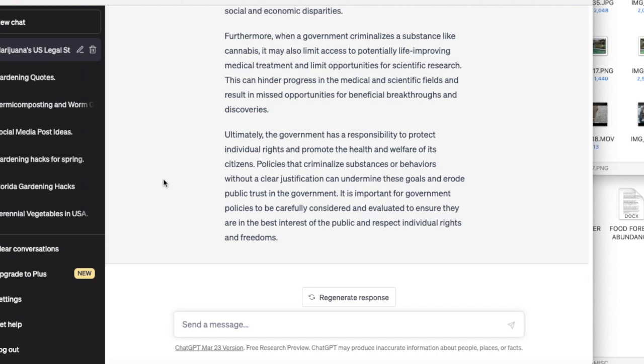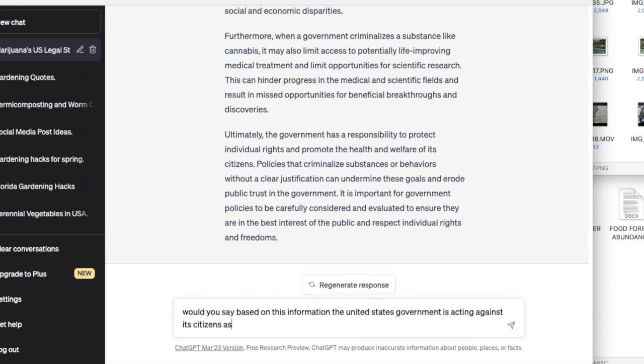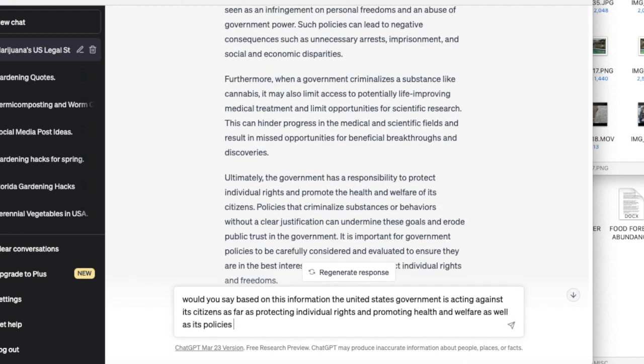Boom. I think that says it all right there. All right, I've got one more question here, and at this point I'm just kind of messing with it to see what kind of responses I'll get. So, would you say, based on this information, the United States government is acting against its citizens as far as protecting individual rights and promoting health and welfare, as its policies lead to negative consequences such as arrest and imprisonment?